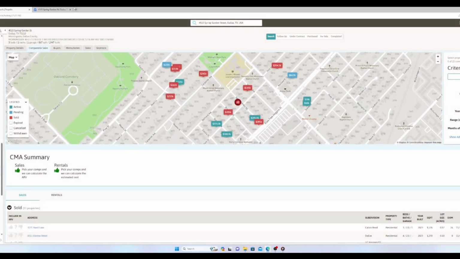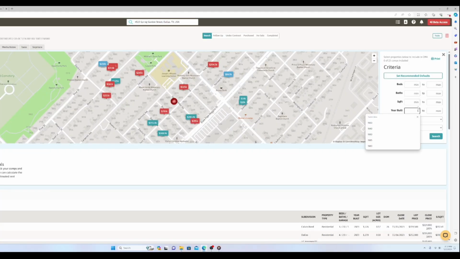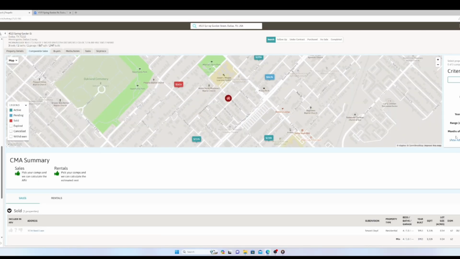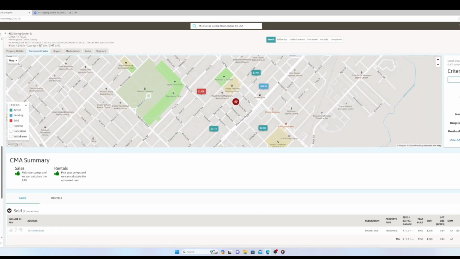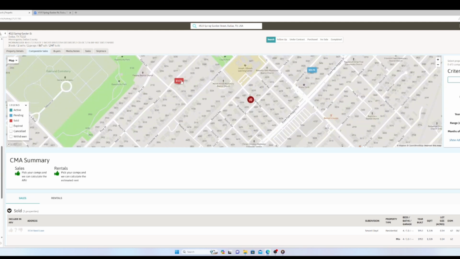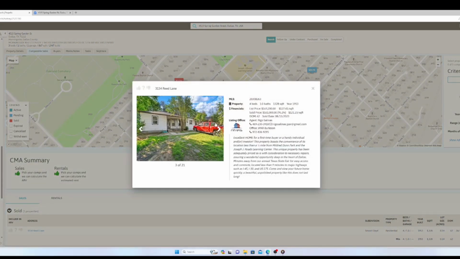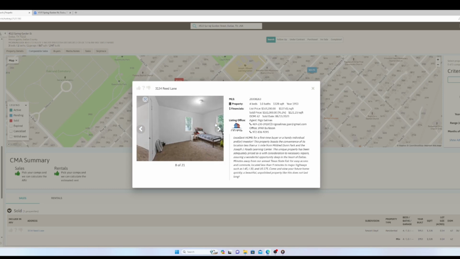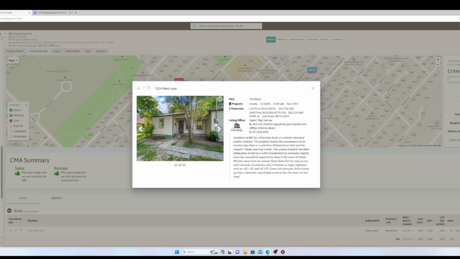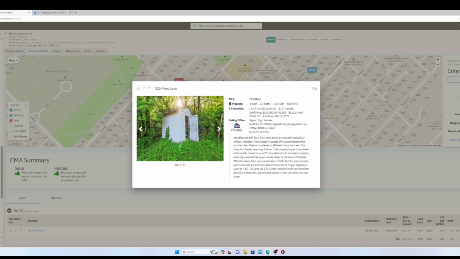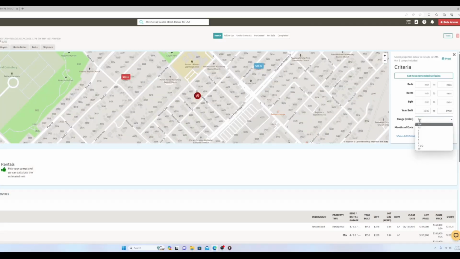So what we're going to do, we're going to tighten up our search. 1930 to 1960. When you have a lot of comparables that's not necessarily the best, you want to go ahead and tighten that criteria up. So, okay, we got a 161 right here. 1953 build. Okay. Let's get some more data.